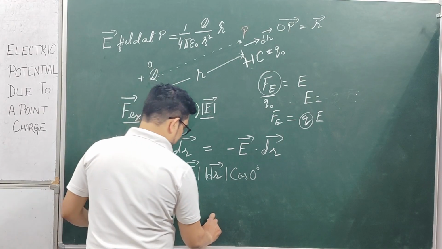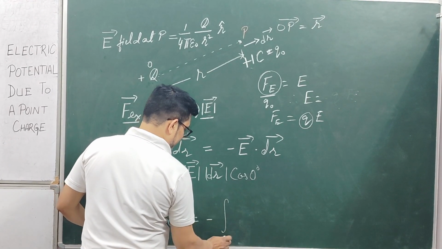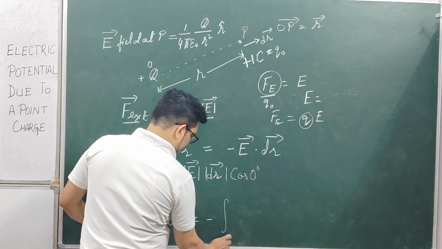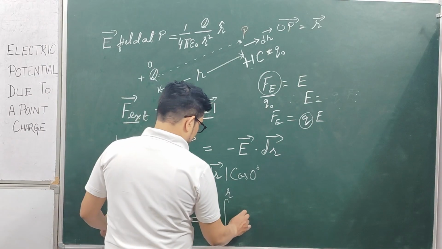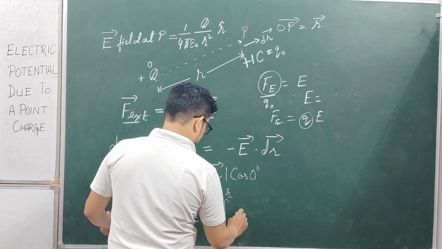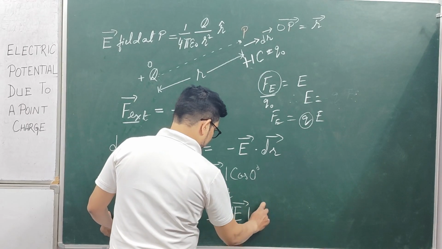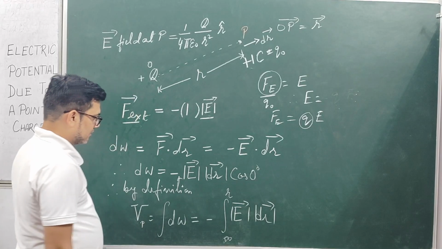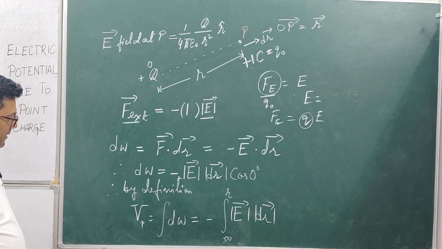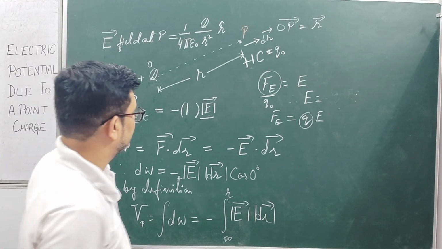So therefore potential at P should be equal to, if you integrate dW, and this means integration from where to where? From infinity to the point R, of magnitude of E, magnitude of dr. This is what we get. If we are able to integrate this, we'll be able to get the answer. So let's continue here.